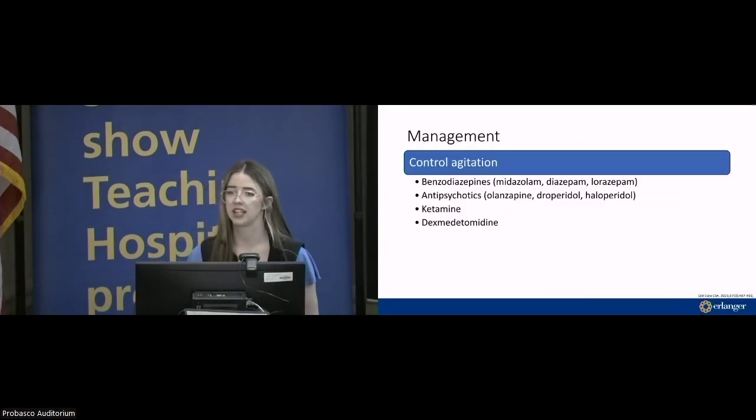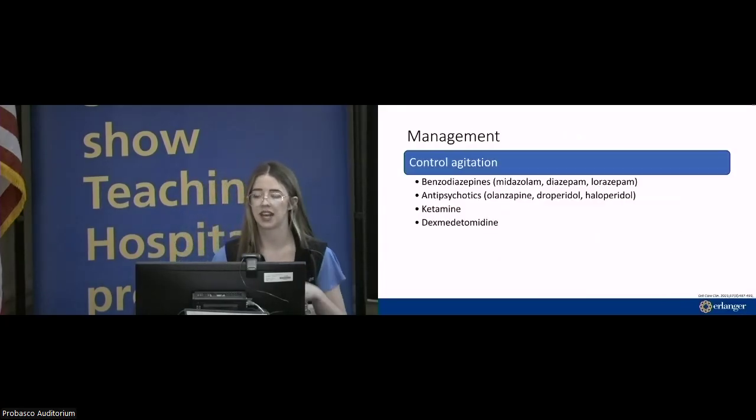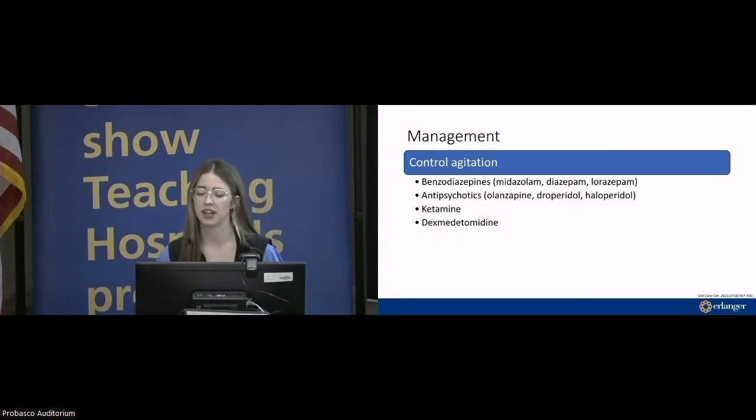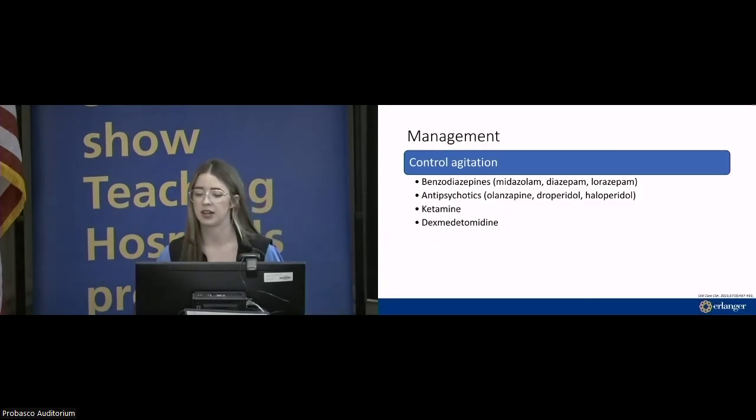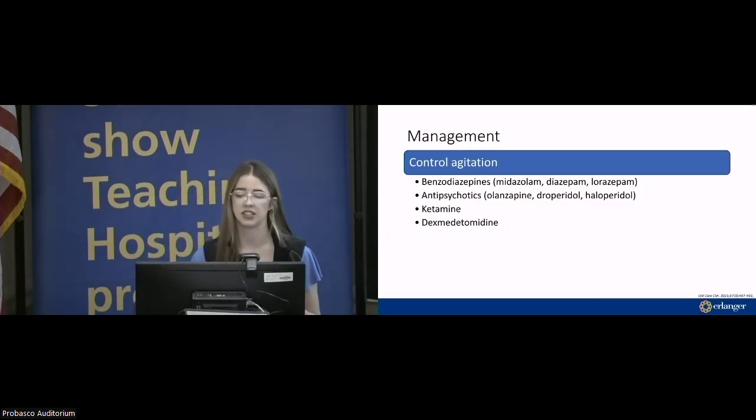The first priority is controlling agitation, both to protect staff and to reduce ongoing catecholamine surge and heat production. Benzodiazepines are the mainstay. Options include midazolam, diazepam, or lorazepam. Antipsychotics such as olanzapine, droperidol, or haloperidol can be added for severe psychosis. And agents like ketamine and dexmedetomidine are useful adjuncts in the ICU setting when benzodiazepines and antipsychotics are insufficient.